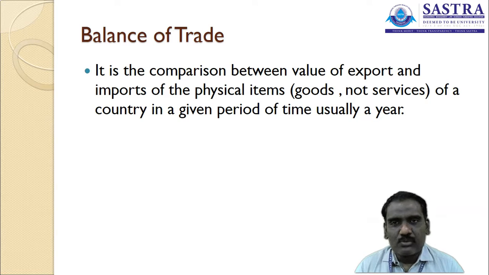The balance of trade is concerned only with visible items. It does not take invisible items into account. It means services are not taken into consideration for the calculation of balance of trade. The balance of trade is purely for physical goods, the movement of physical goods from one country to another, exporting and importing of physical goods. The values are taken for understanding the balance of trade.